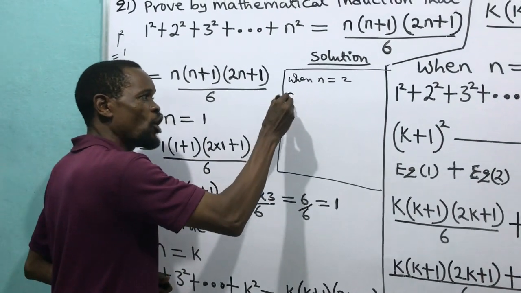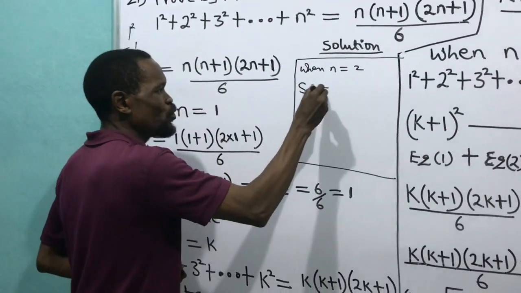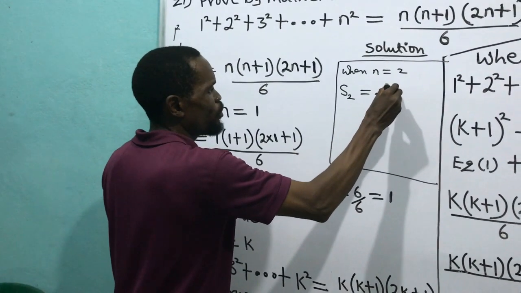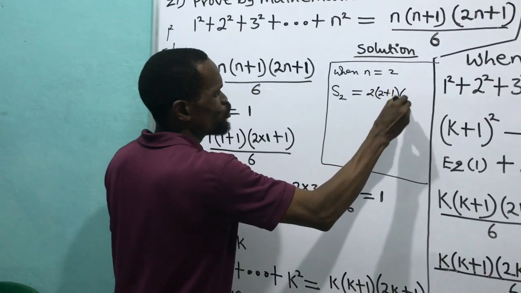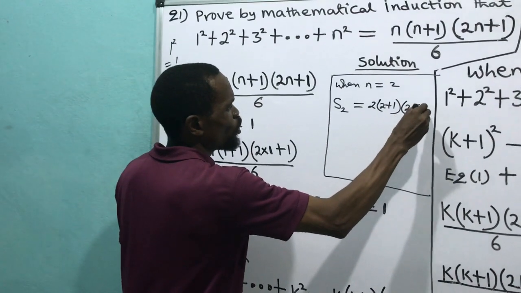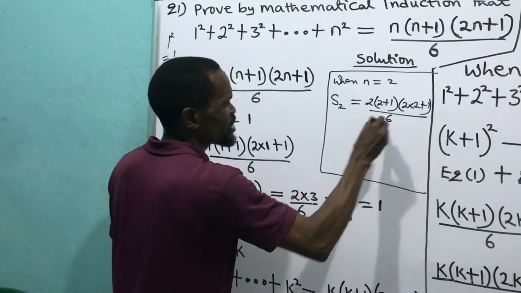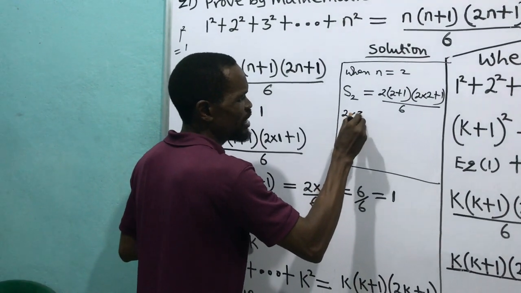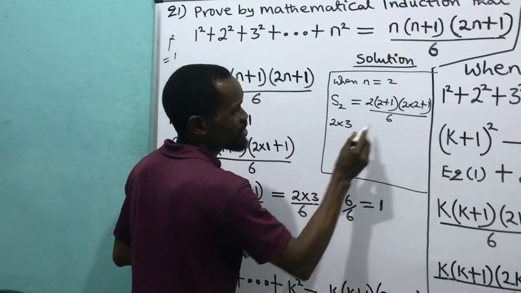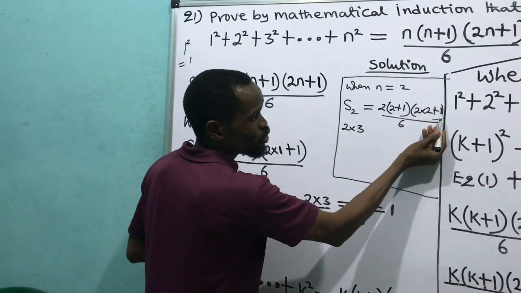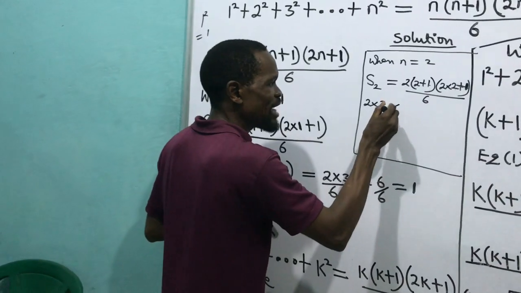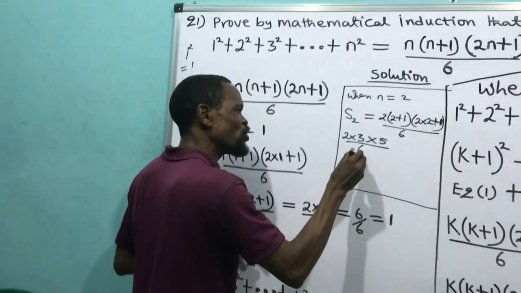I will now say the sum of 2. I'm going to put 2 for n here, 2 plus 1, 2 times 2 plus 1, all over 6. Can we check it now? This will give me 2 times 3, because 2 plus 1 will give me 3. This time, 2 times 2 will give me 4, plus 1 will give me 5. Are you following me? That becomes times 5, and divided by 6.